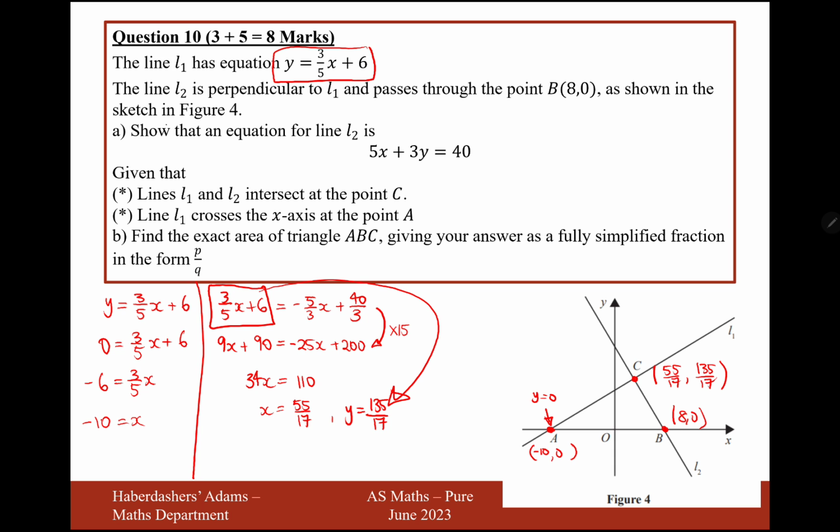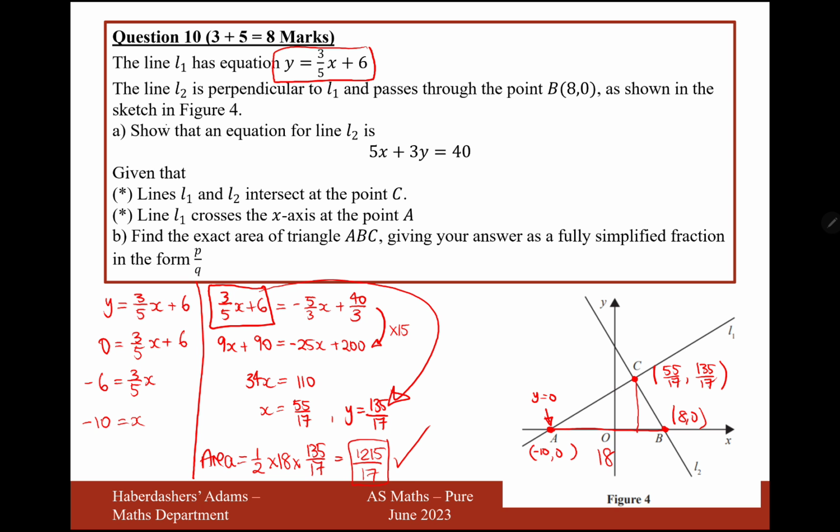So now we're going to work out the area of this triangle, and the area is half base times height. The base is going to be 18, the height is going to be this y value, and then it's going to be a half of that. So the area calculation is going to be a half times base times height, which is the y coordinate. So times 9. And the answer is 1215 over 17, excuse me.